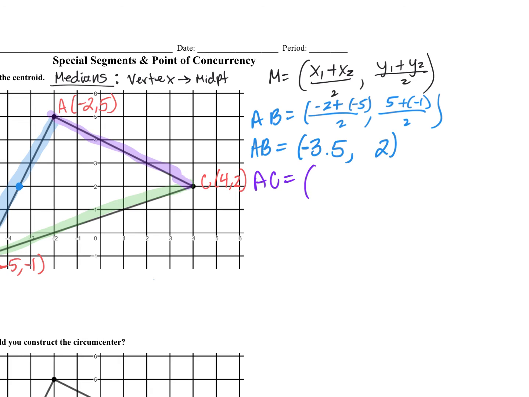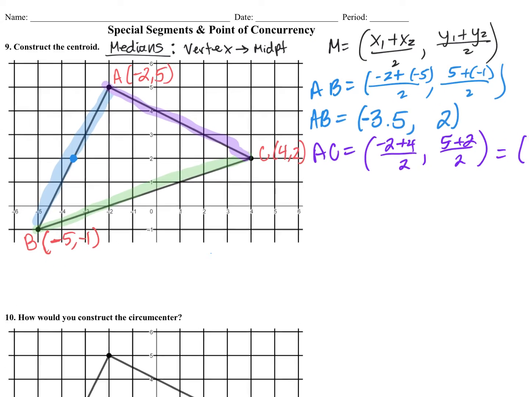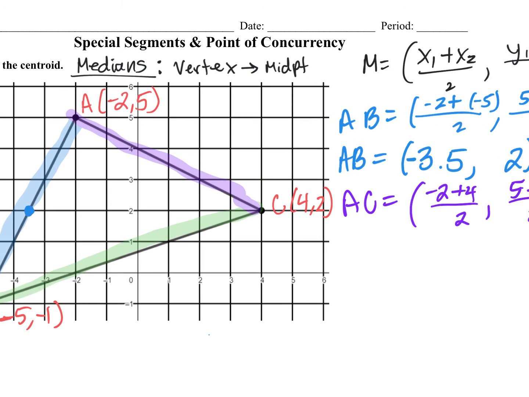Of AC, we have -2 plus 4 over 2, then we have 5 plus 2 over 2. And that is -2 plus 4 is 2, and then 2 over 2 is 1. Then we have 5 plus 2 is 7, and then over 2 is 3.5. So the midpoint of AC is 1, 3.5.